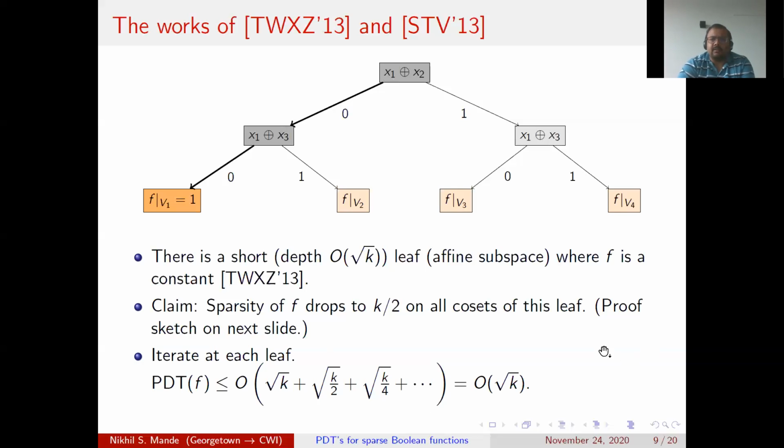And again, giving you a bit of a spoiler for the future, our procedure is going to follow the same approach: we're going to find a square root K depth set of parities such that every leaf has sparsity at most K by 2. We're going to bypass this step that says that there is one leaf where f is a constant. And that's the key place where our procedure differs from these works.